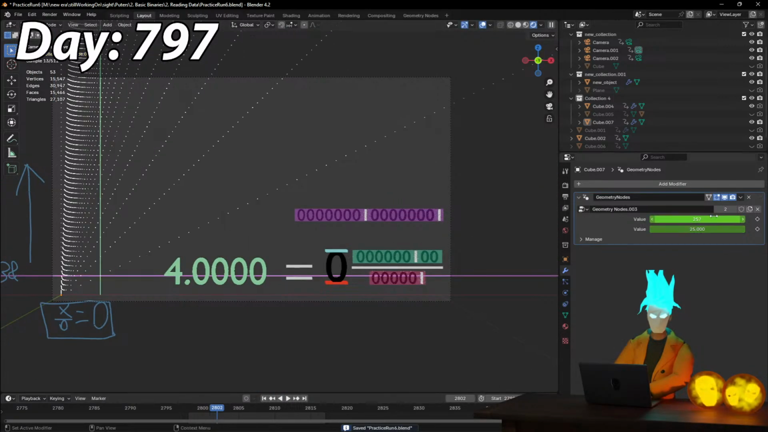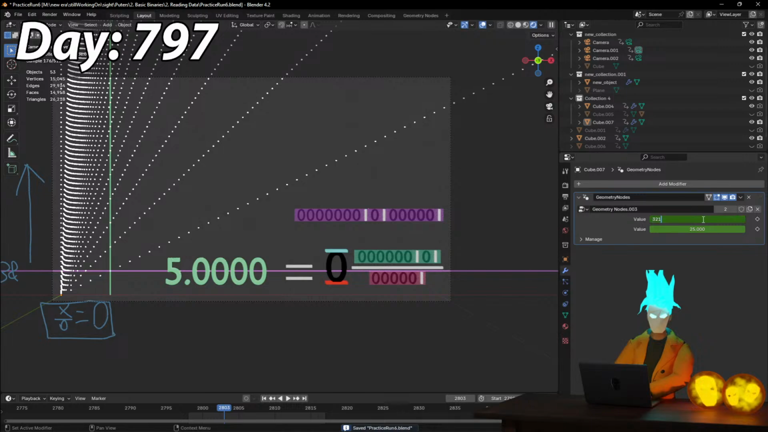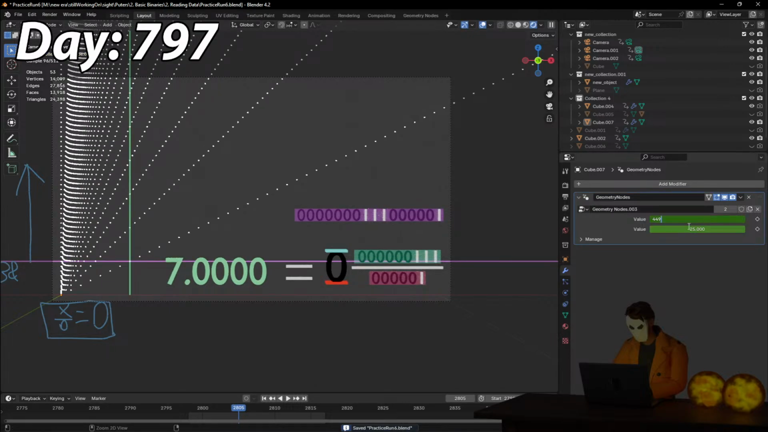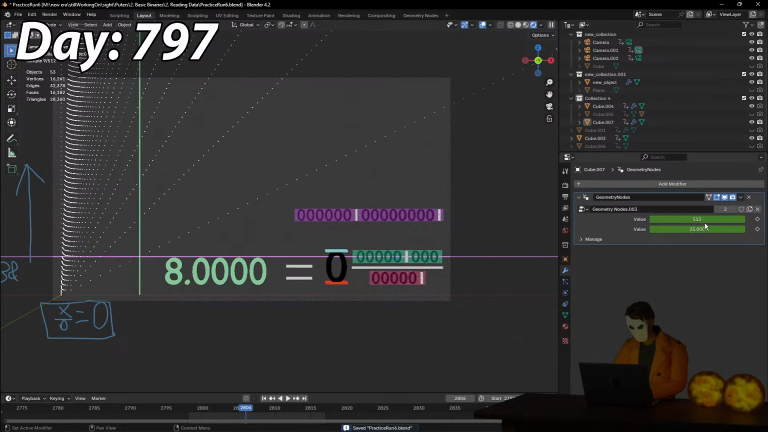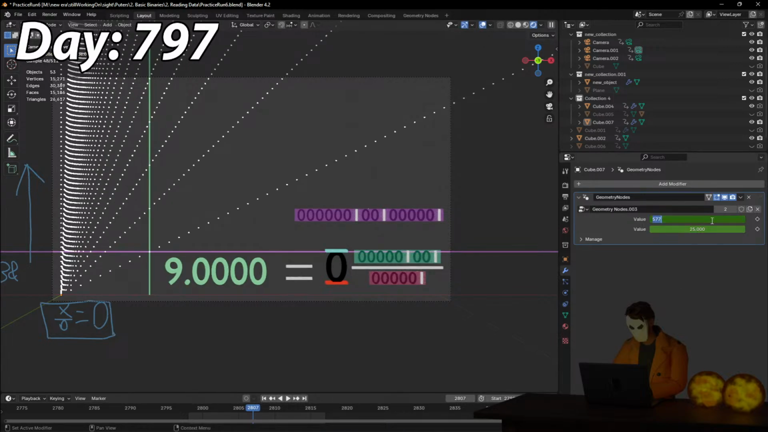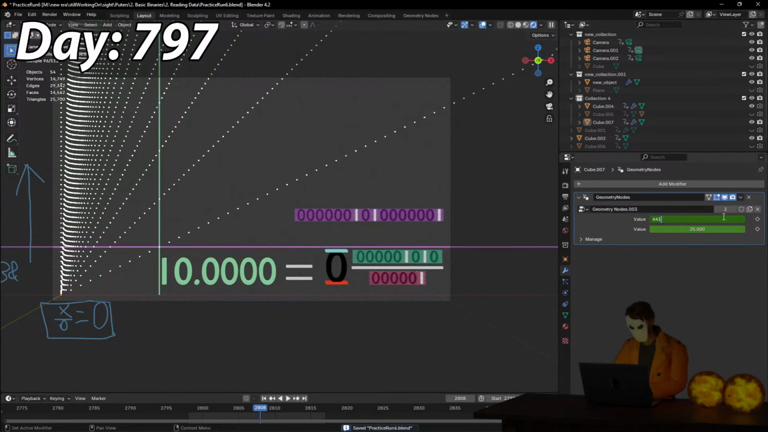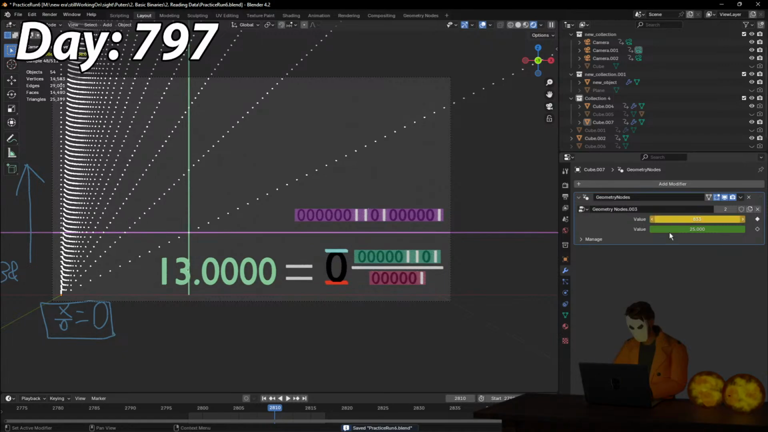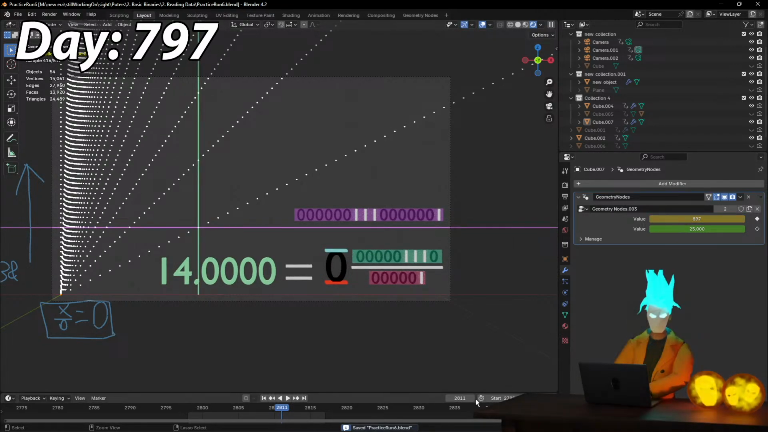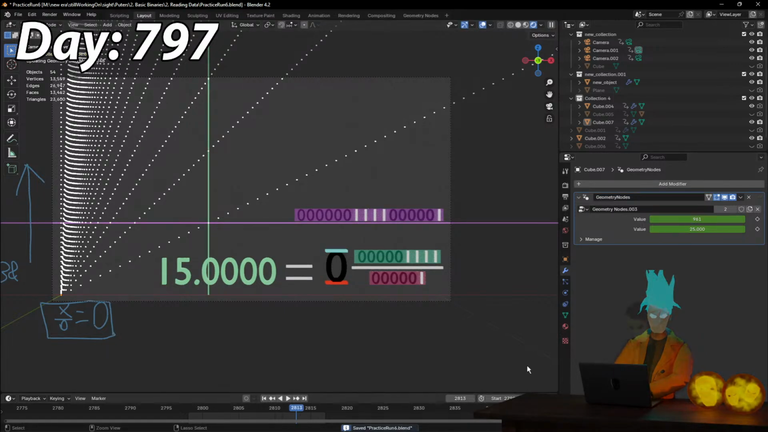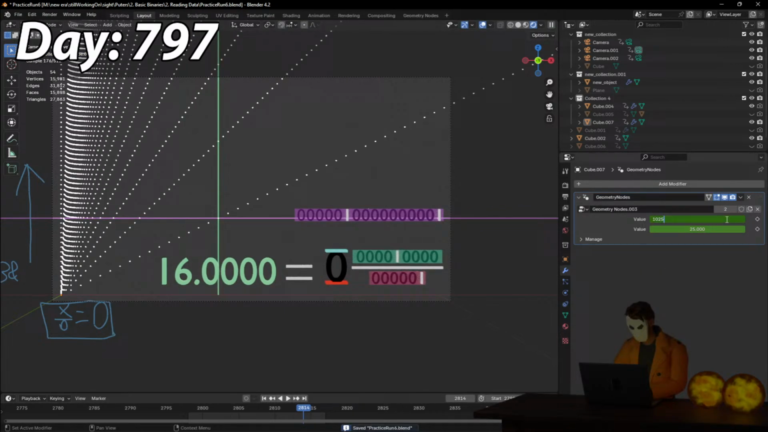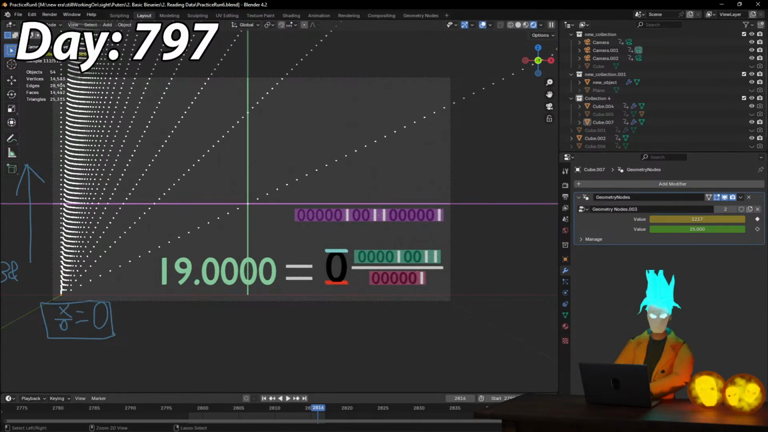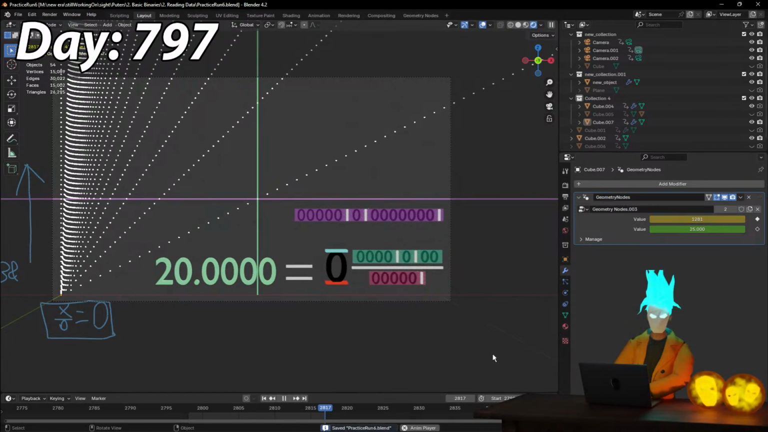Let's see if my theory is correct. It is! Would you look at that? Each time we get a different number, like that at the bottom. There we go.